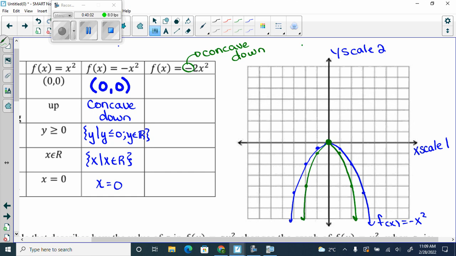The negative doesn't make it wider or narrower or anything, correct? The negative just causes all my y's that are positive to be negative, to be down. So positives to be negative. So the negative makes it concave down. The 2 makes it what? Yeah, skinnier, narrower.